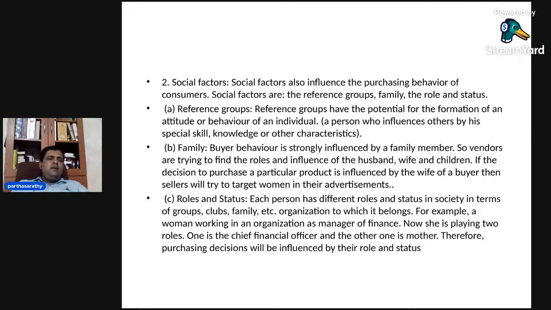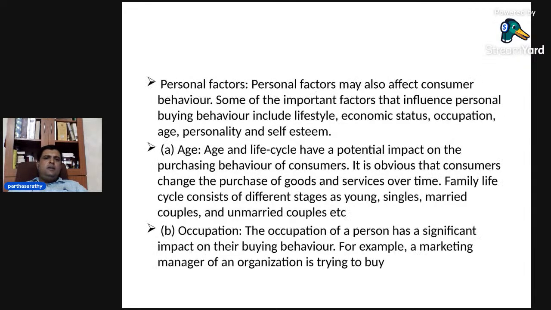See, that is why Maslow's need hierarchy theory comes into the picture. Say, a woman who is at the esteem needs level, her way of thinking about buying a product is totally different than that of an individual at the physiological level. So all these things influence a lot.